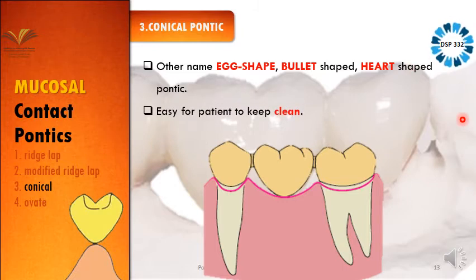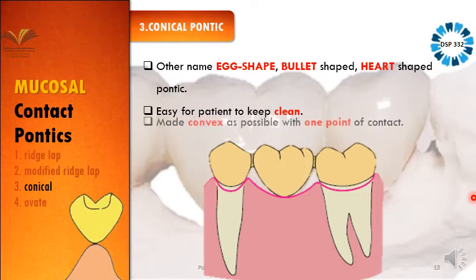It is easy for the patient to clean. Now if you observe here, there is a sufficient amount of space available, and as there is a space, your patient can use interdental brushes to clean that space. So hygiene is not a big issue with this conical type of pontic.